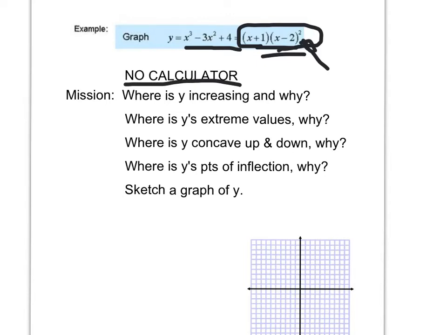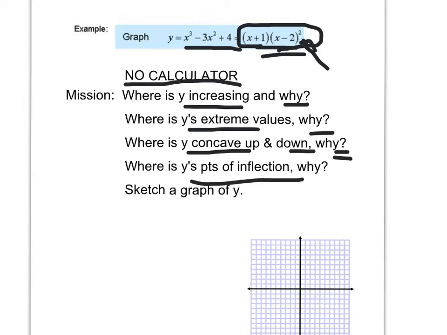Our mission here is to find out where y is increasing and explain why. The why is how you're going to detail the FRQs, to tell me why something's increasing. Find the extreme values, maxes or mins, and say why. Tell me when the graph is concave up and concave down, and of course justify that reason. And then try to find points of inflection and justify that reason. That's the why.